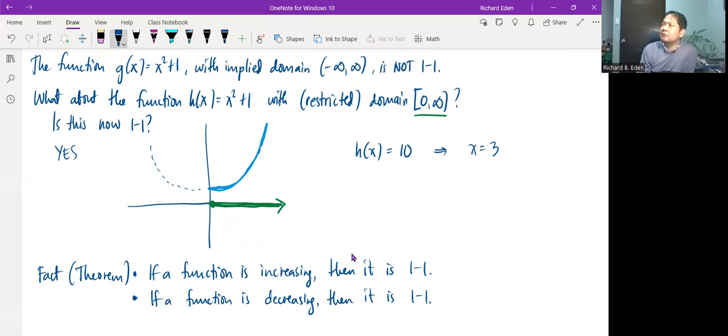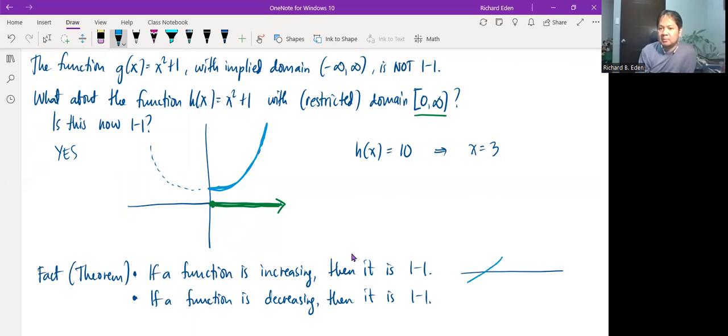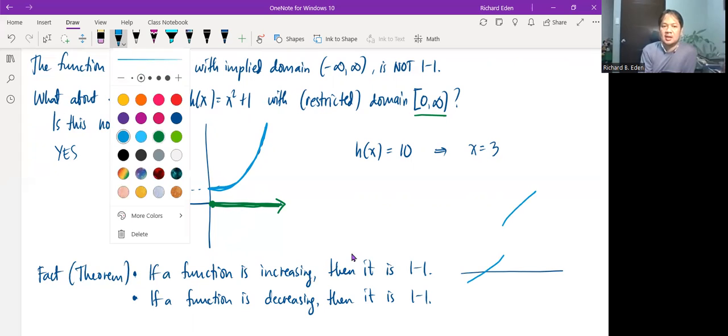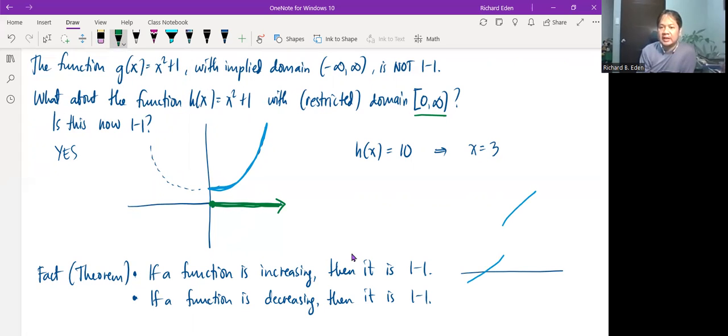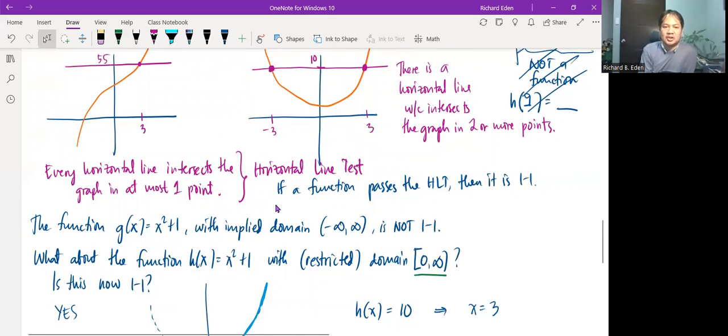And I remember you using the word continuous. Actually, even if it is not continuous, let's say the graph were to look like this, with holes, it is still one-to-one. Because the condition, according to the horizontal line test, is at most one intersection point; it's also possible to have no intersection point. So that's why what I mentioned here is every horizontal line intersects the graph in at most one point.